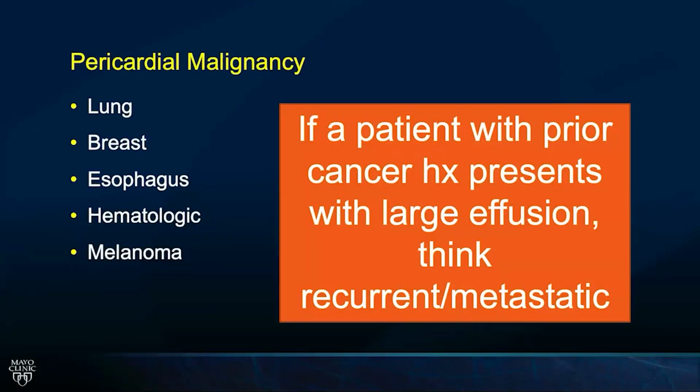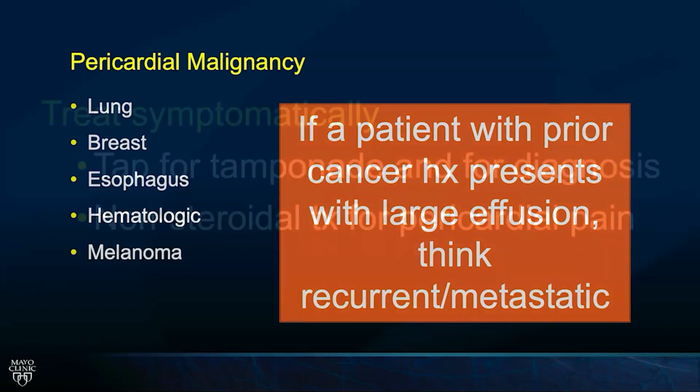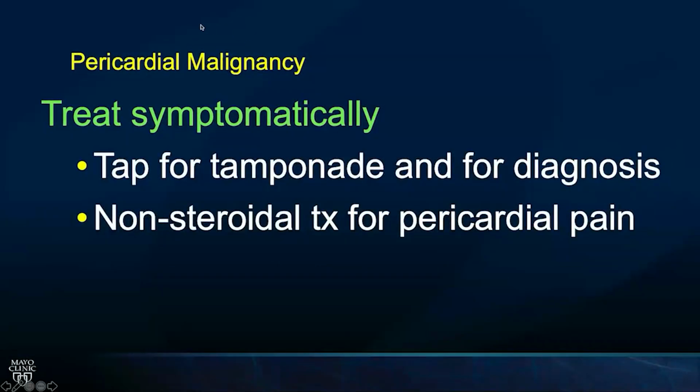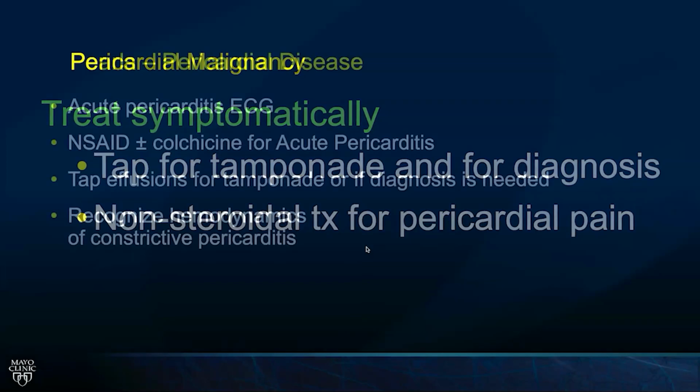Pericardial malignancies are rare as a primary malignancy, so if you do get a pericardial effusion, it's more likely malignant. And so again, in a patient with a prior history of cancer and a new effusion, think about the cancer as the first explanation for that. You treat symptomatically, use nonsteroidals for pericardial pain.